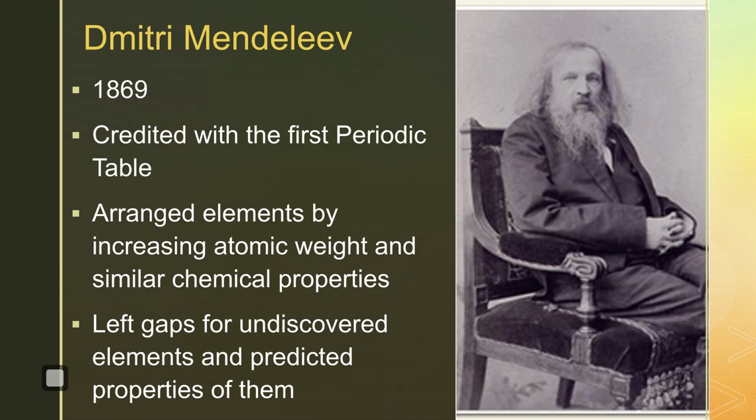And he saw that you could arrange these elements with increasing atomic weight. That's basically the average atomic mass. And when he did that, he could see that there were similar chemical properties if he set them up in these rows and columns.